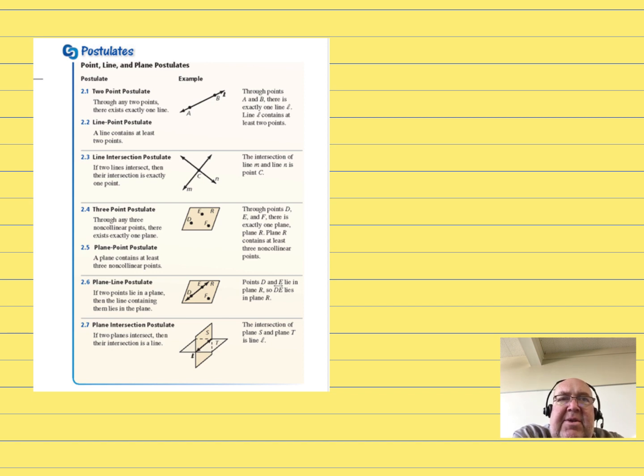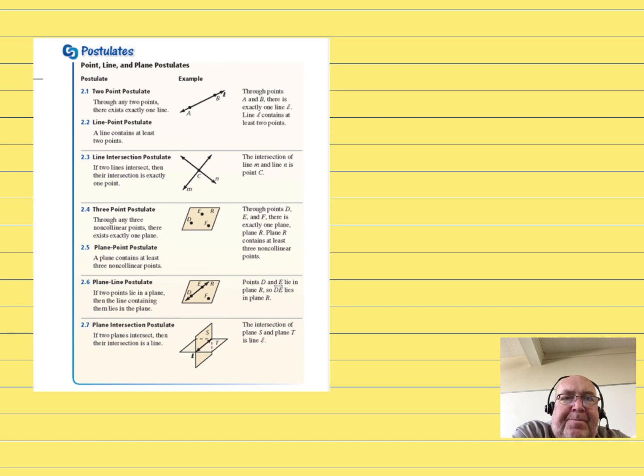First is called the two-point postulate, meaning if there are 2 points, there can only be one line that goes through both points. And the line point postulate then states that a line has at least 2 points. It can actually have several more. The line intersection postulate says that if 2 lines intersect, they intersect at 1 point.